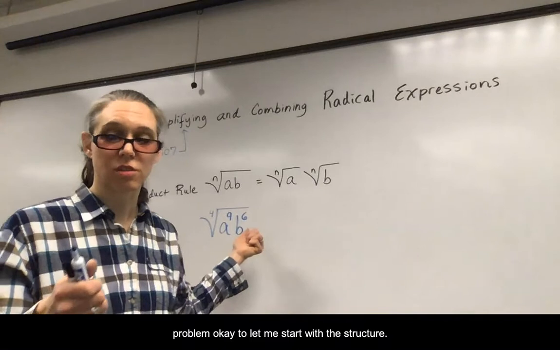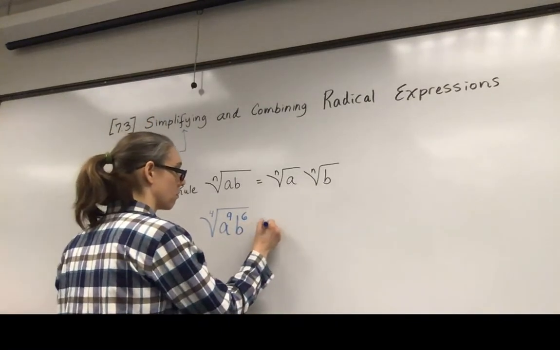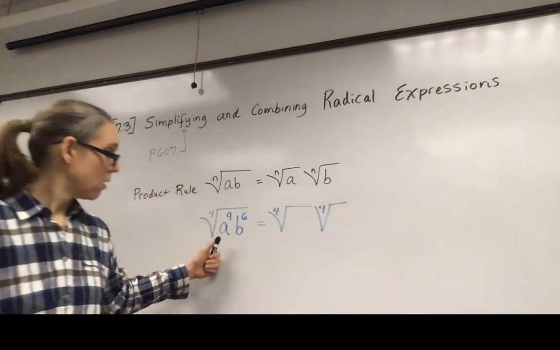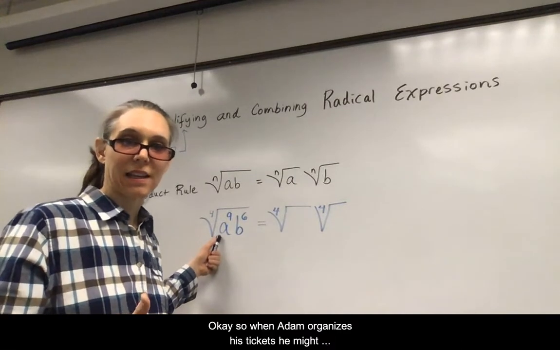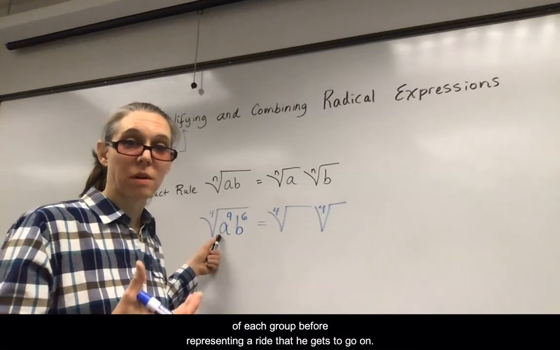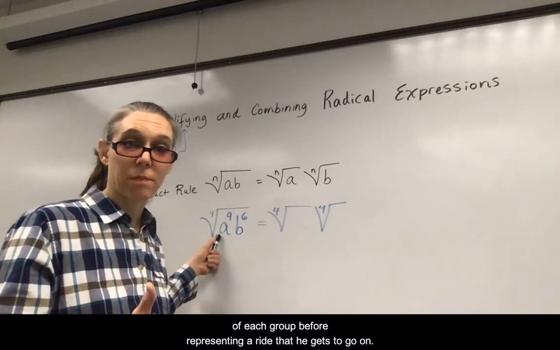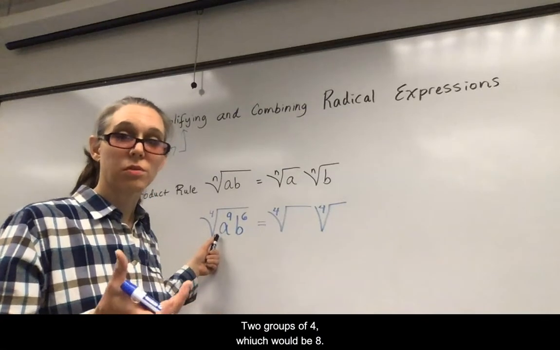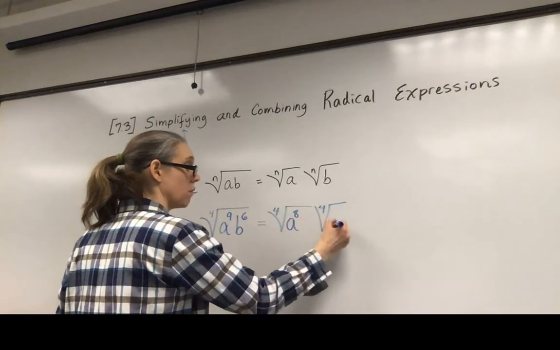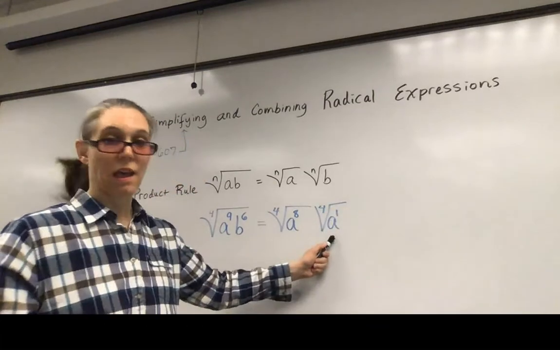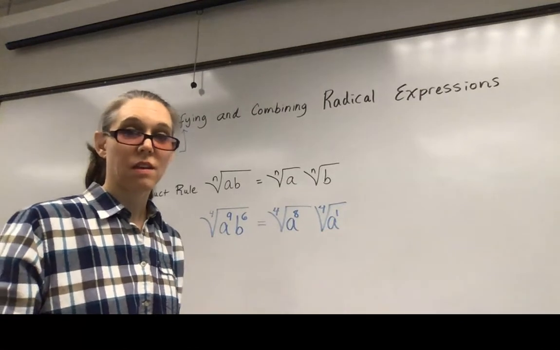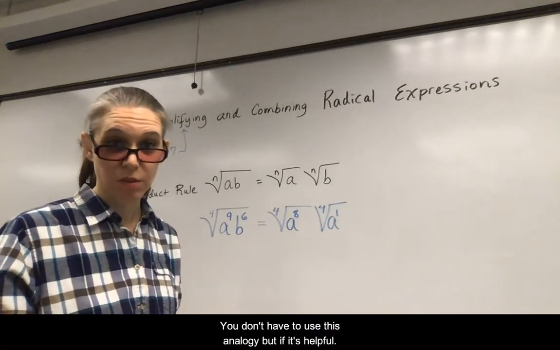Okay, so let me start with the structure. When Adam organizes his tickets, he might organize them into groups of 4 so that he can keep track of each group of 4 representing a ride that he gets to go on. So Adam would have 2 groups of 4, which would be 8. And then he has 1 leftover ticket, and so he holds it over here in his other hand. So you don't have to use this analogy, but if it's helpful, great.